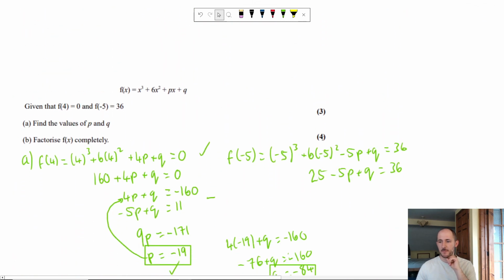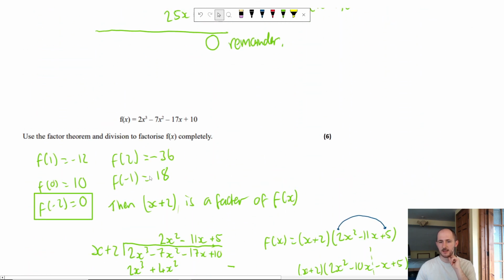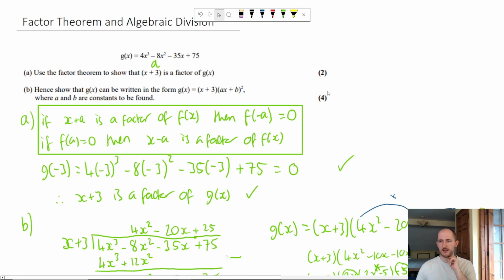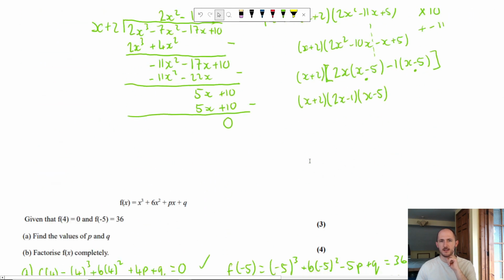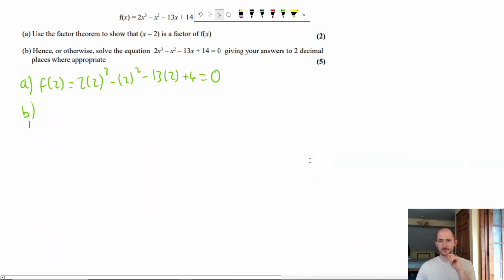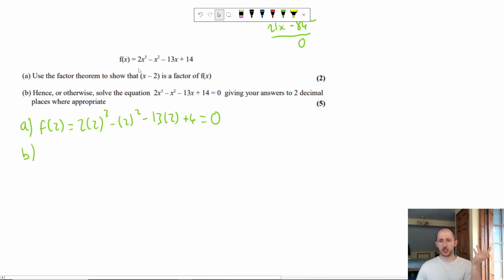So if you go up, 4 marks for factorize. That's 6 because there's 2 there. 4 marks for factorize. The reason for that is because to solve cubics and quadratics, etc., you need to factorize. So just keep that in the back of your mind. You get 4 marks just for factorizing this, and then you're going to solve it.